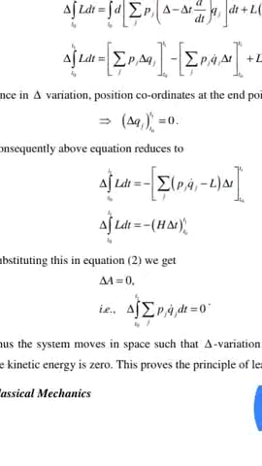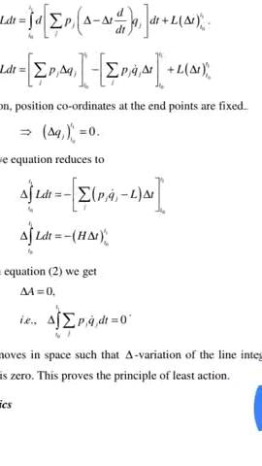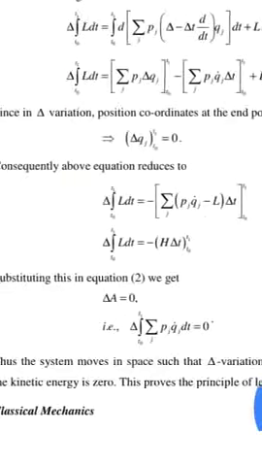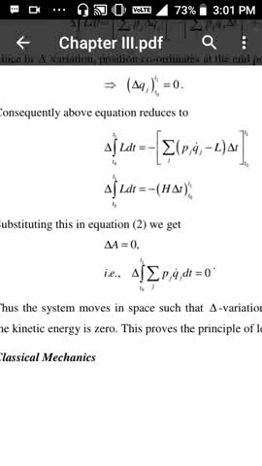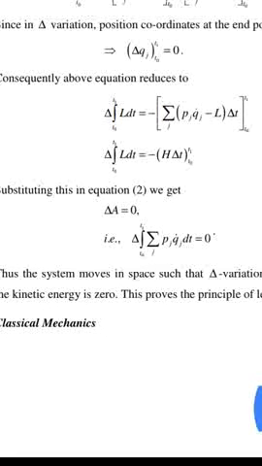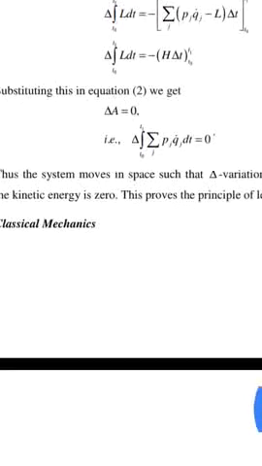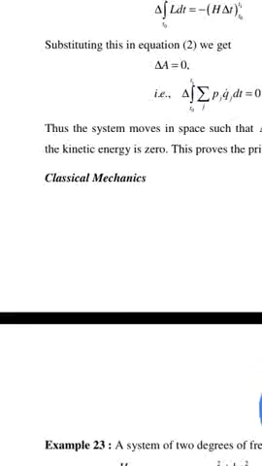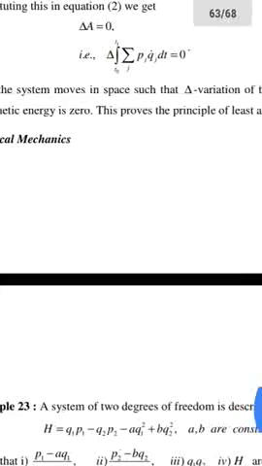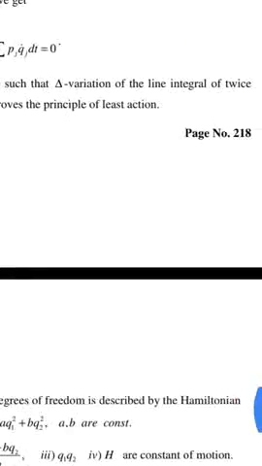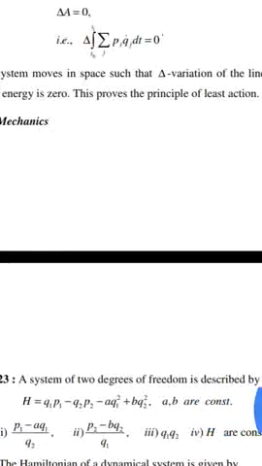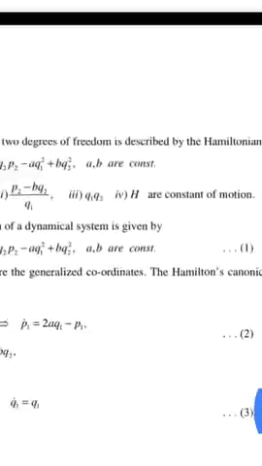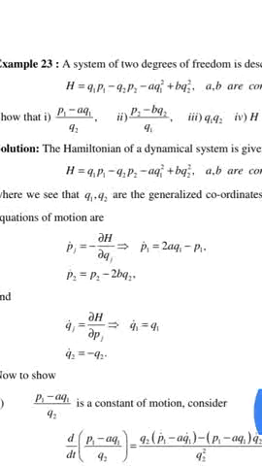Since in delta variation the position coordinate at the end point is fixed, therefore delta qj at t0 and t1 is equal to 0. Therefore del of integration of t0 to t1 summation of pj qj dot dt is equal to 0. Thus the system moves in phase space such that del variation of the line integral of twice the kinetic energy is 0. This proves the principle of least action.